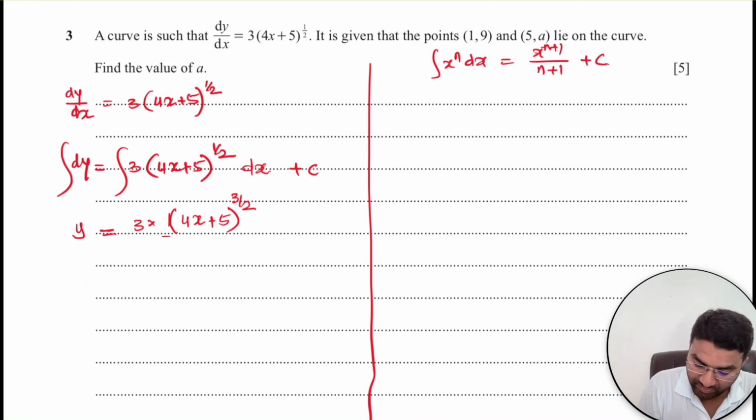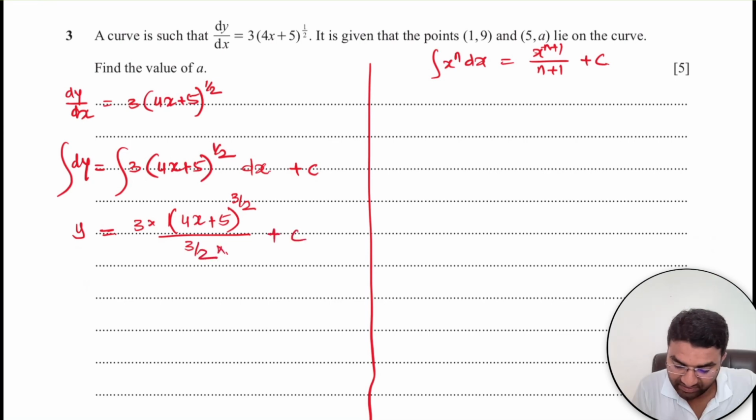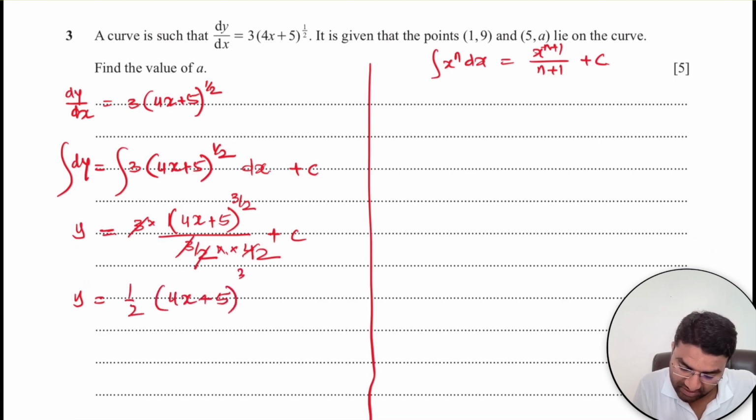Okay, so upon here 3 by 2 times the derivative of this 4x plus 5. The derivative of 4x plus 5 is just 4, plus c. So 2 times 2 is 4, and the 3 gets cancelled out. So we are left with y is equal to 1 over 2 times (4x plus 5) raised to 3 by 2, plus c.